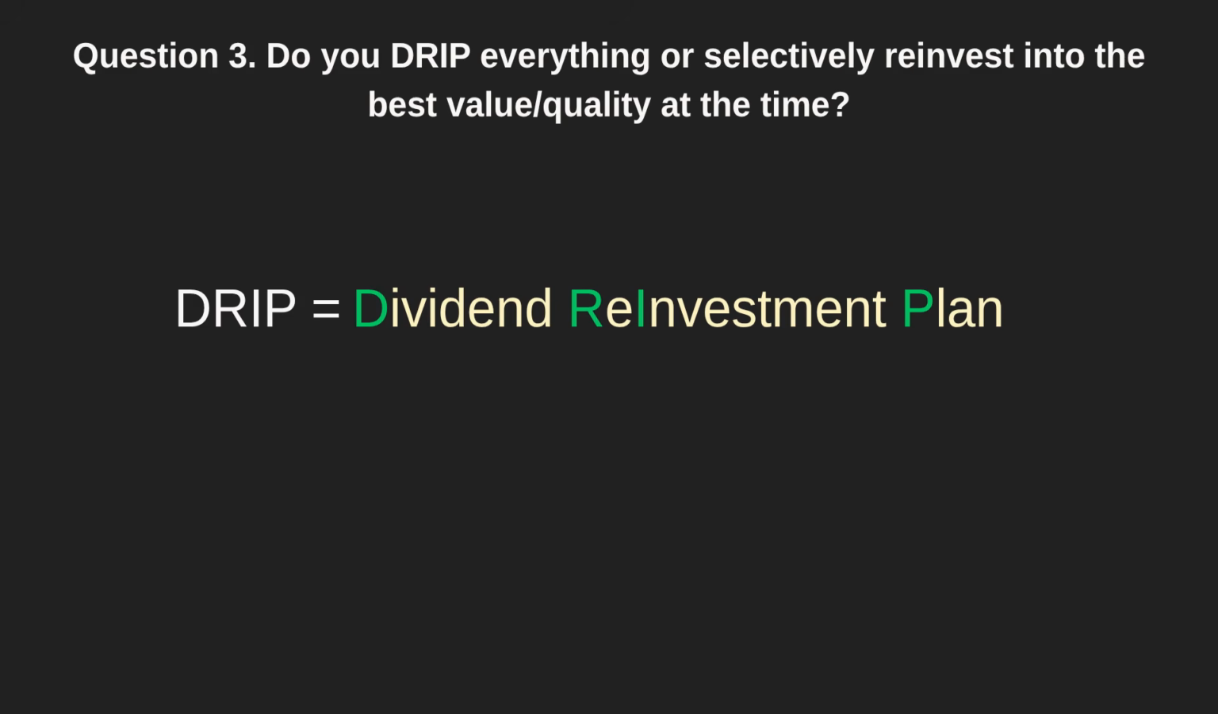Question number 3. Do you DRIP everything or selectively reinvest into the best value/quality at the time? For those who don't know, DRIP means dividend reinvestment plan. This is when your dividends get automatically reinvested for you. The only companies with DRIP in my portfolio are Apple, Google, and Microsoft. The rest of the dividends are manually reinvested.